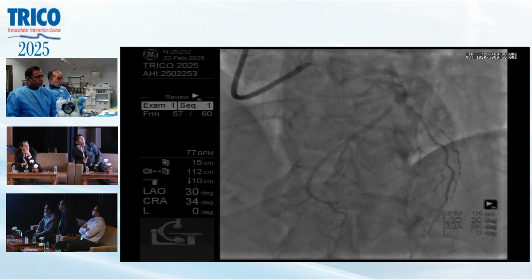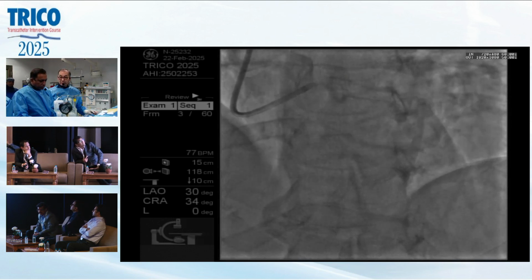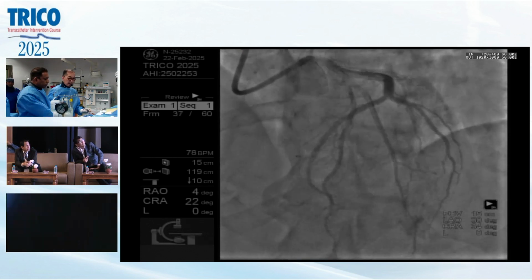Okay, can I do an RAO? RAO cranial. You see the angiogram yet? Yes, now we can see it.